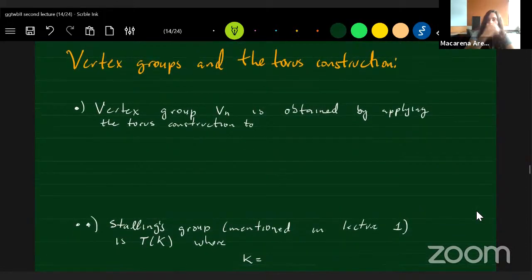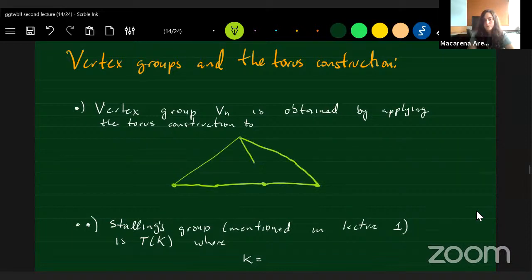Okay, so what's the relation between vertex groups and the Torus construction? So the vertex group Vn is obtained by applying the Torus construction to the cone over a line. So we have a line, we cone it off. This corresponds to a vertex group in our snowflake. So the number of edges here is going to be n minus 1 for Vn.